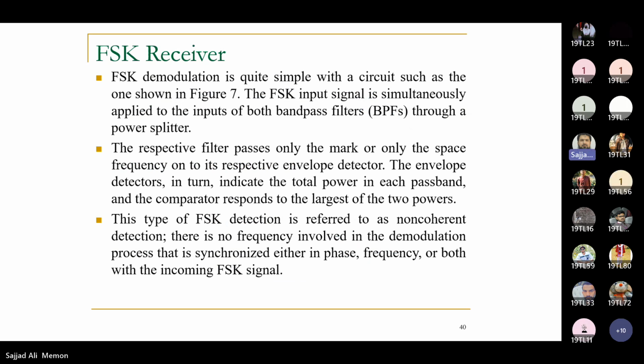The FSK input signal is simultaneously applied to the inputs of both band pass filters through a power splitter. The respective filter passes only the mark or only the space frequency onto its respective envelope detector. The envelope detector in turn indicates the total power in each passband, and the comparator responds to the larger of the two powers. This type of FSK detection is referred to as non-coherent detection. There is no frequency involved in the demodulation process that is synchronized in phase, frequency, or both with the incoming FSK signal.